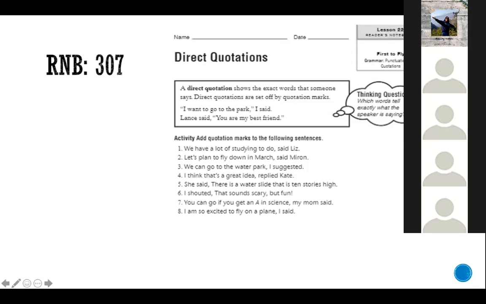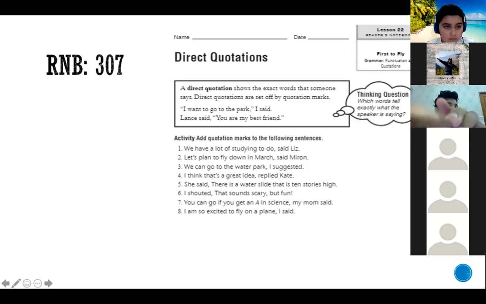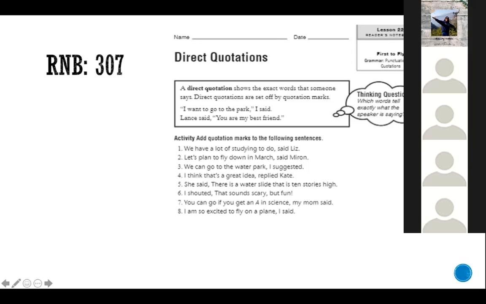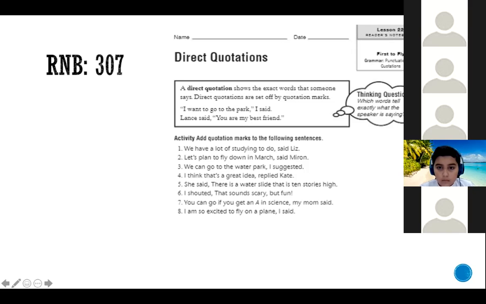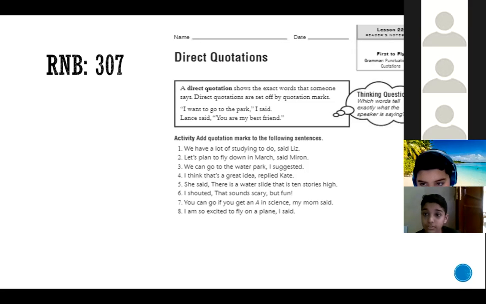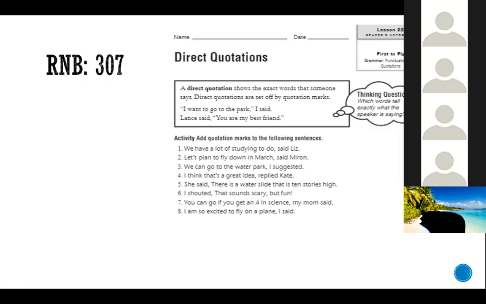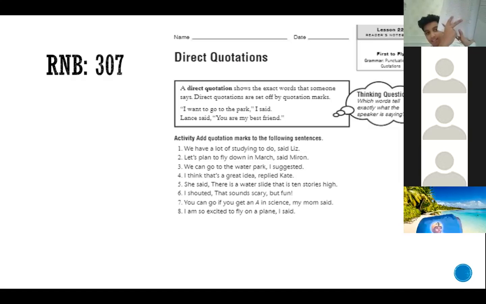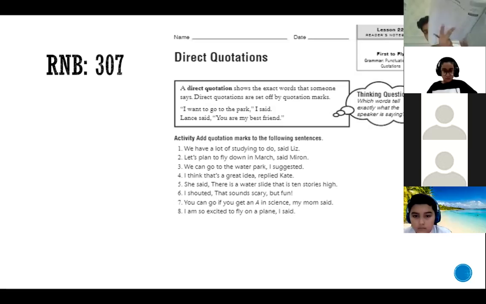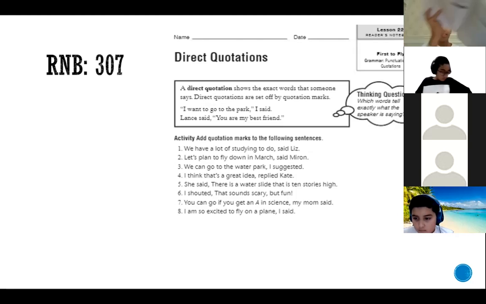Now, do you have your R&B with you guys? Yes, you have your R&B. Thank you very much. Can you see the page number on the screen? Which page number is given? 307. Yes, 307. Please take it out. Page number 307. And we are going to connect it to the grammar. And side by side, you continue to do with me. Yes, thank you, Turki. I can see that.